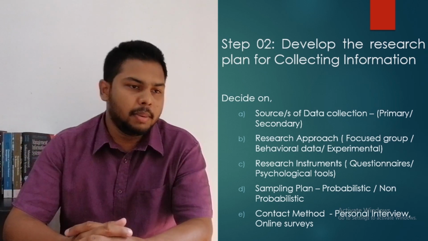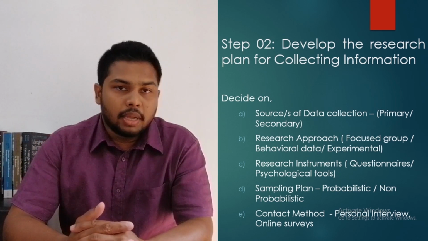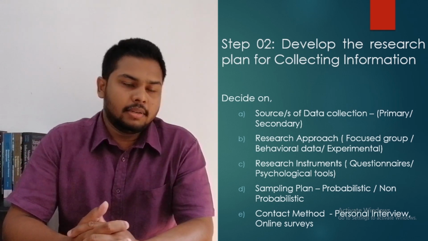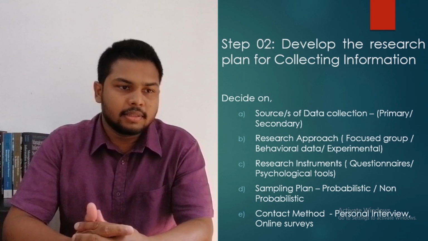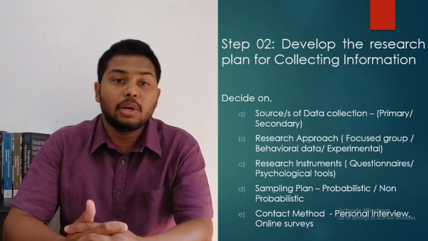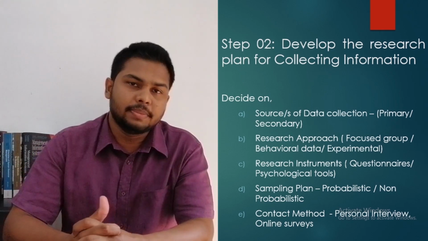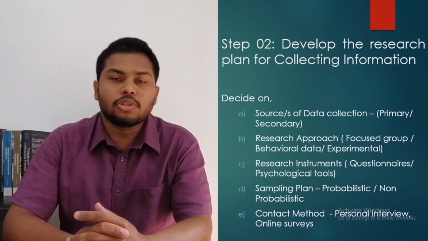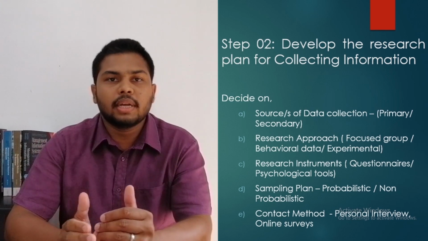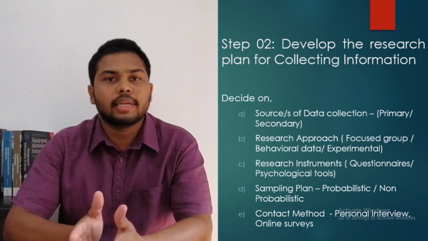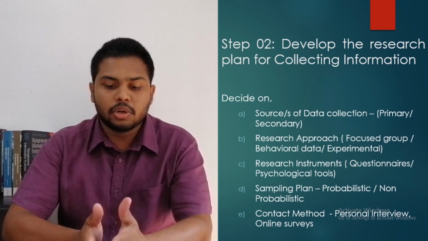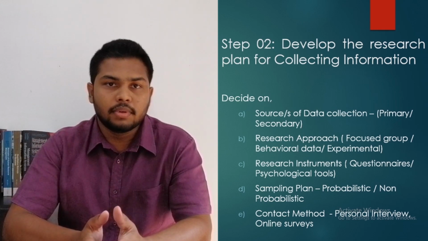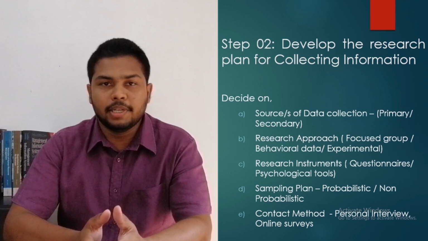First, you must remember, you can be a marketing executive, marketing associate, or a marketing manager, but decide on all these aspects, especially whenever you are developing a plan to collect the research information, right? So decide on the source of the information, from where you can collect the data. It can be primary or secondary. Primary in the sense you're going to get some information which is very new. That is from a particular person, right?